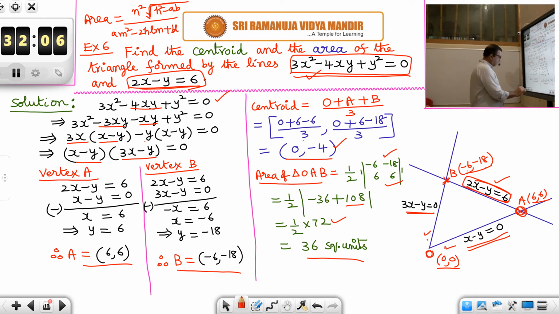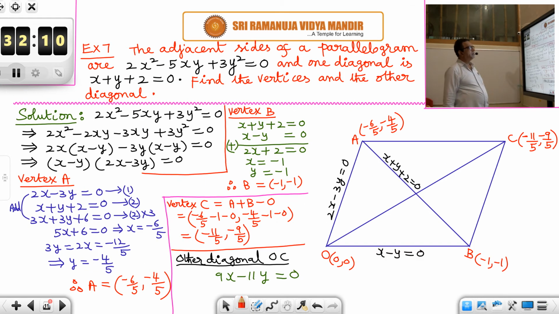Okay. Let us see the next question. Example number 7. The adjacent sides of a parallelogram are given in the form ax square plus 2hxy plus by square is equal to 0. Adjacent sides of a parallelogram. And one diagonal is x plus y plus 2 is equal to 0. Find the vertices and the other diagonal.